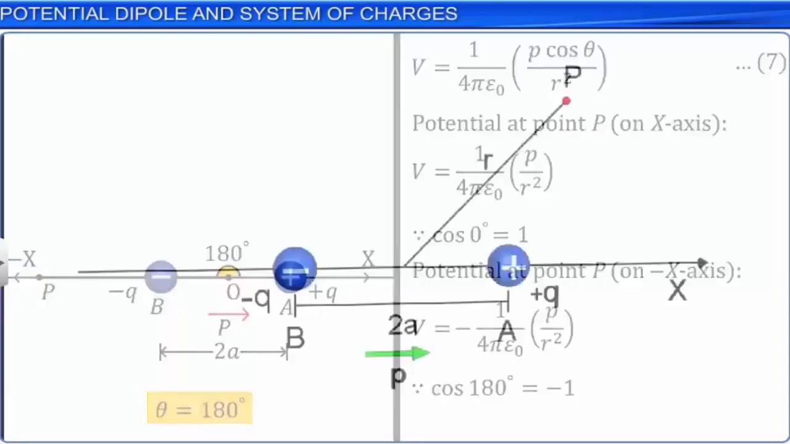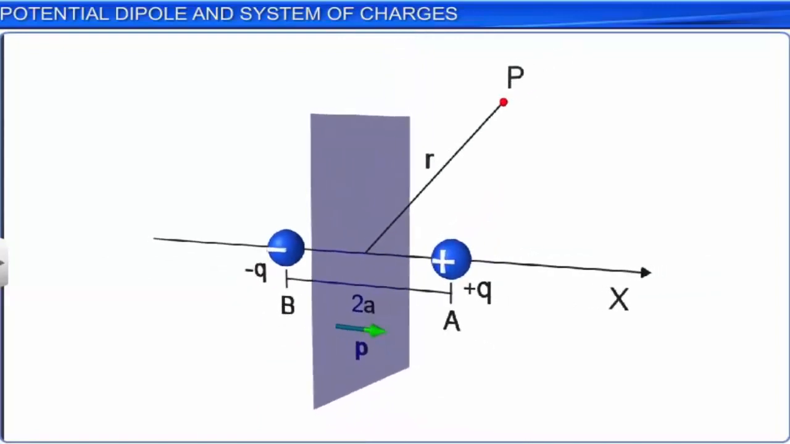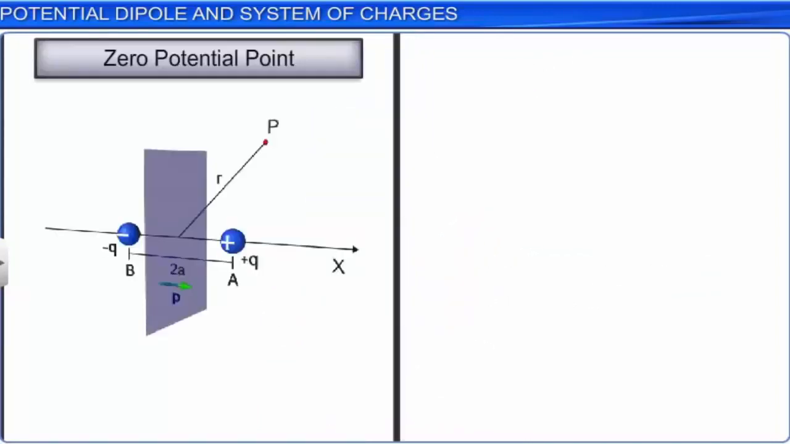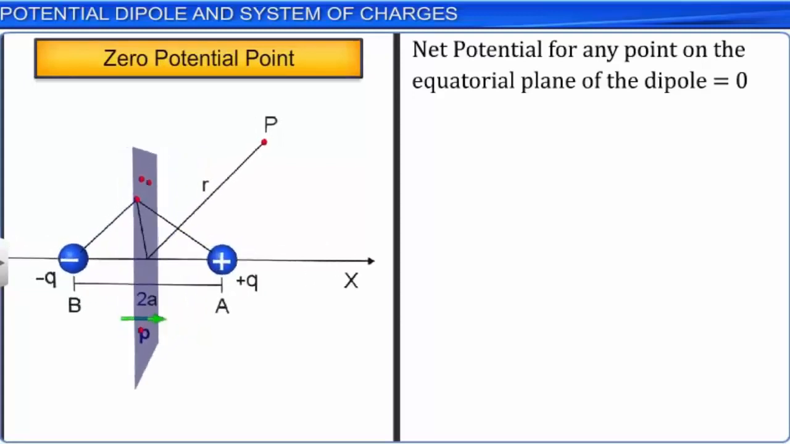For any point on the equatorial plane of the dipole, the net potential will be 0, since plus Q and minus Q cause equal positive and negative potential respectively on the plane, and as theta is equal to 90 degrees. Therefore, cos 90 degrees is equal to 0.